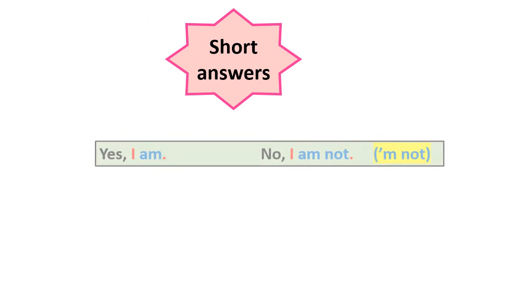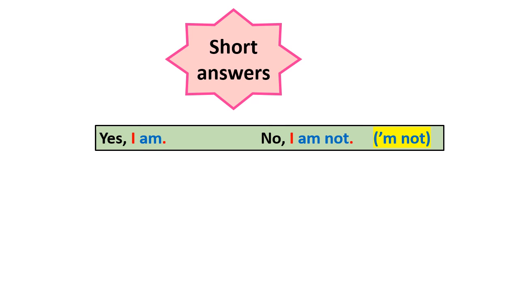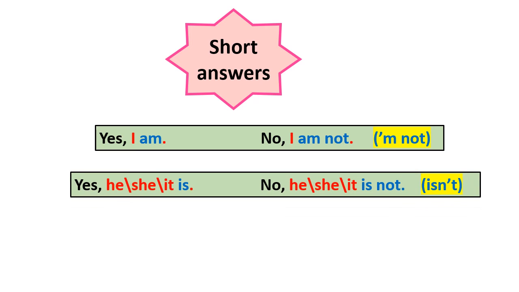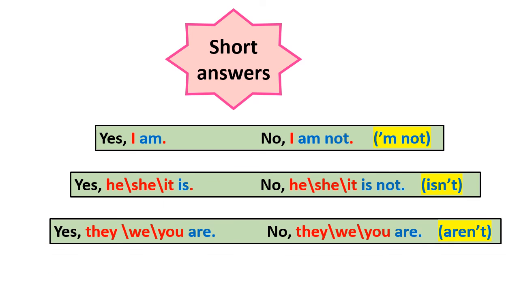Okay, now what about the short answer? Yes, I am. No, I'm not. Yes, he is, or no, he isn't. Yes, she is, no, she isn't. Yes, it is, no, it isn't. Yes, they are, no, they aren't. Yes, we are, no, we aren't. Yes, you are, no, you aren't. Like that.